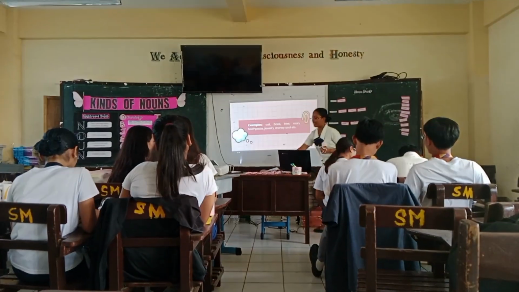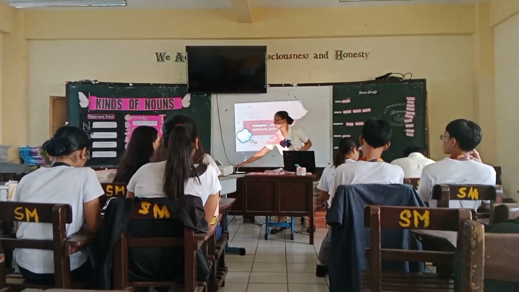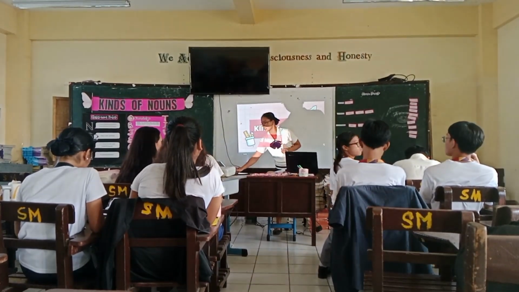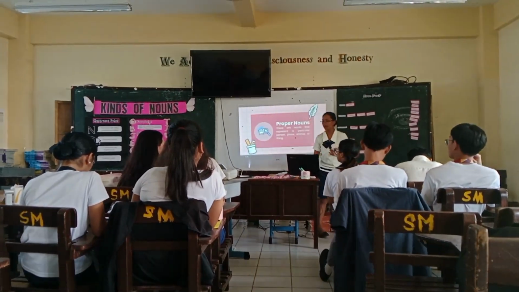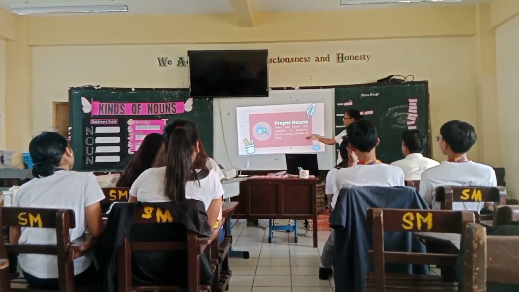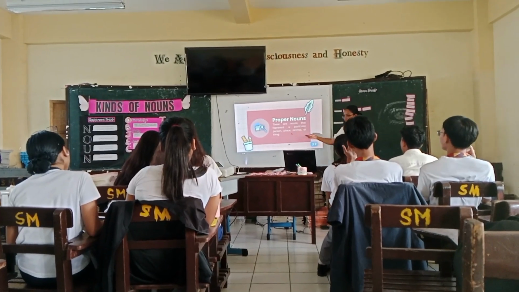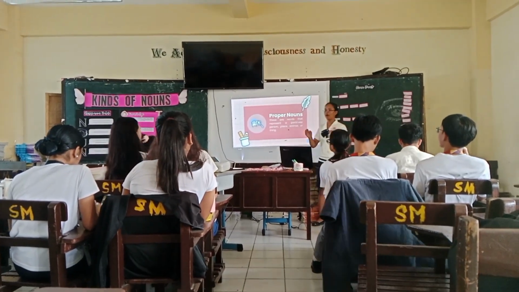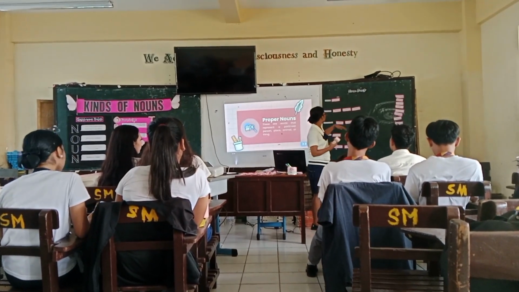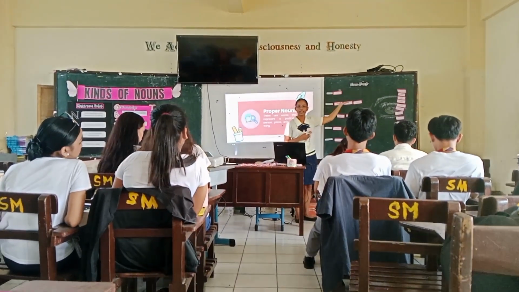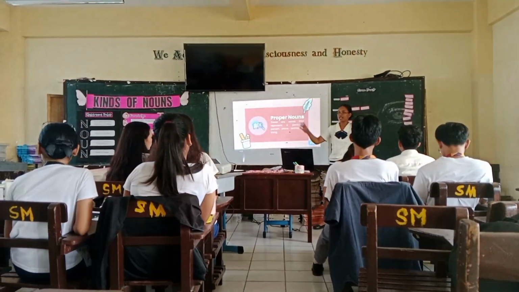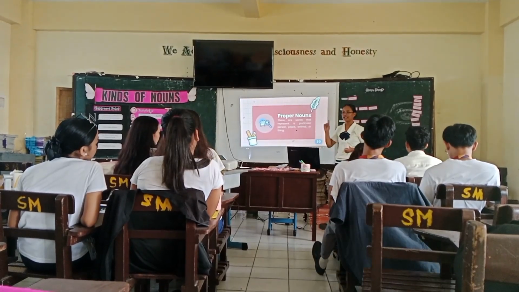Okay, now let's move on to our next topic, which is our main topic. Here's the first type: proper nouns. Please read. These are words that represent a particular person, place, animal, or thing. A proper noun is a specific name of a person, place, animal, or thing. You can notice the golden rule: it always starts with a capital letter, wherever it appears in a sentence. Always a capital letter. That is the golden rule.